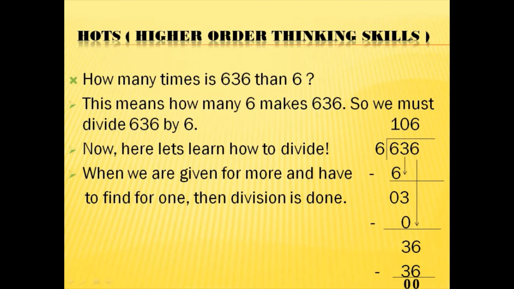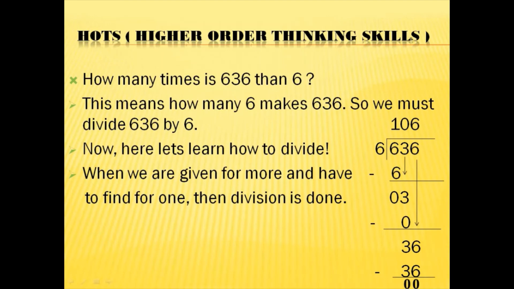And as a first step, we take number 6 and check how many times 6 is in 6. That is 1. Put 1 in the place of quotient. Then multiply 1 by 6. It gives 6. Then subtract 6 from 6. Then we get 0. Then the next number 3 is carried down.